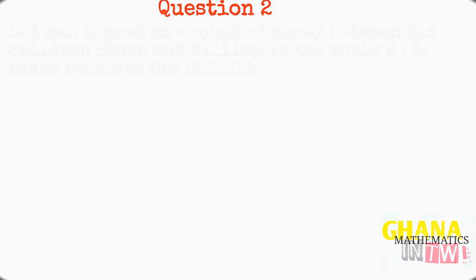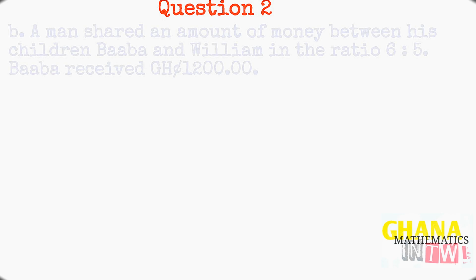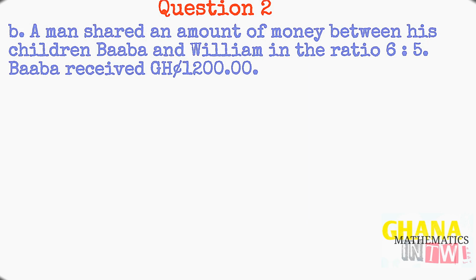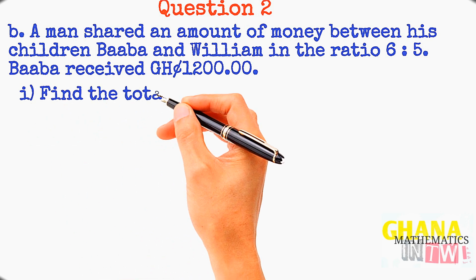Let's solve question 2b. A man shared an amount of money between his children, Baba and William, in the ratio 6:5. Baba received 1,200 Ghana cedis. So this refers to ratio and proportion. If you see 6:5, it means that we are talking about ratio. And the amount Baba received was 1,200 cedis. So we can use Baba's amount to find the total amount and also William's amount.